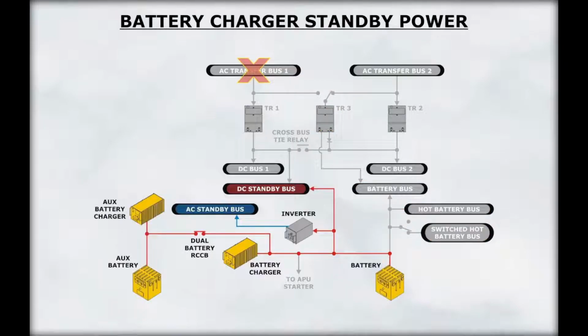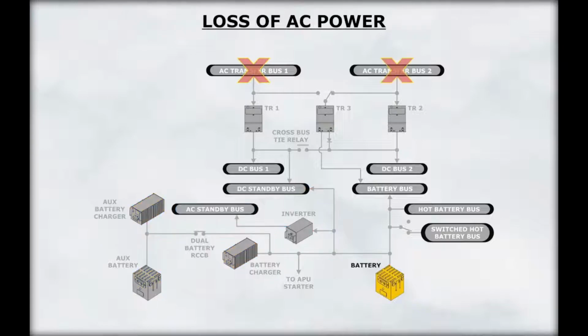With the loss of transfer bus 1 or the source of power to DC bus 1, the main and auxiliary battery chargers power the AC and DC standby buses. In the event of a loss of normal AC power, the battery will supply the following DC buses: battery bus, DC standby bus, hot battery bus, and switched hot battery bus. The standby system will be discussed later on in this module.